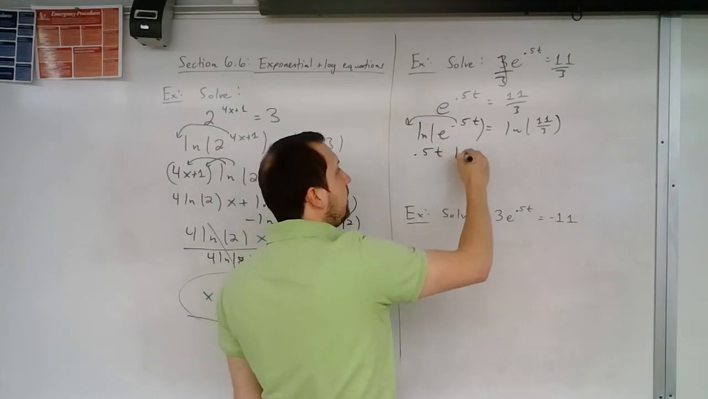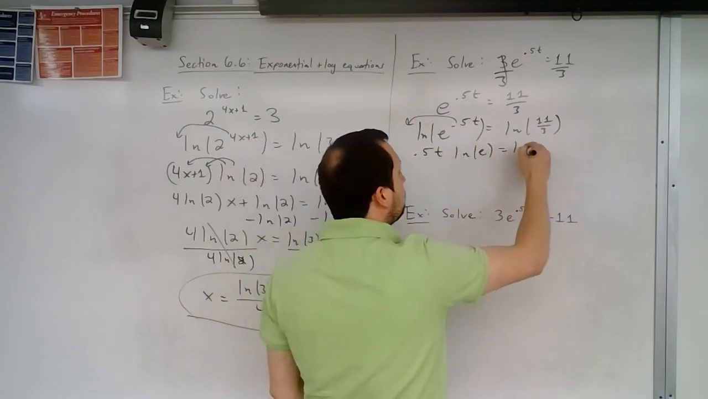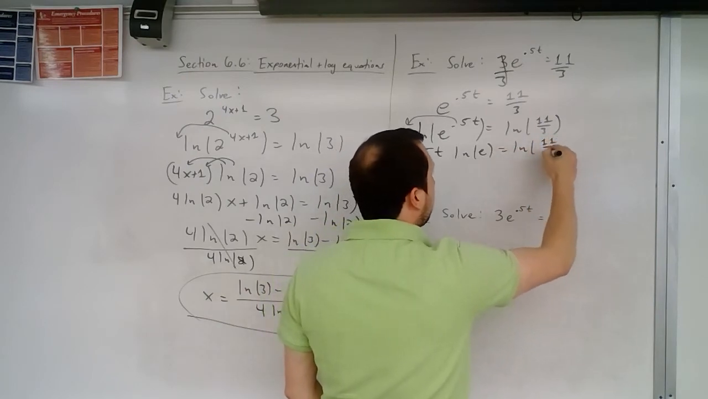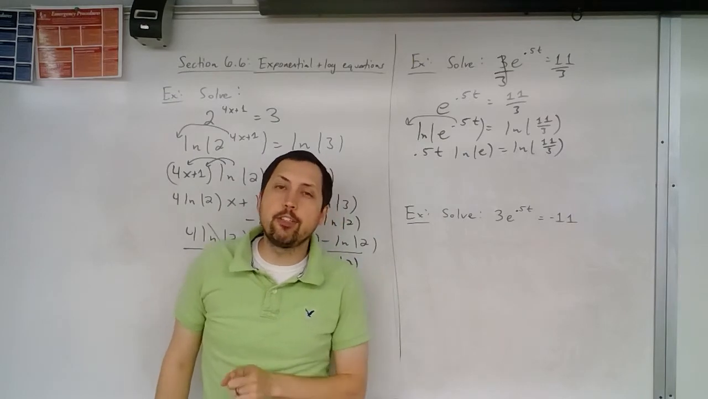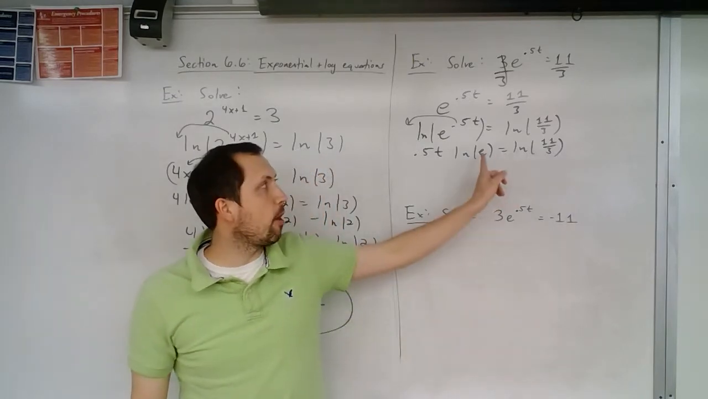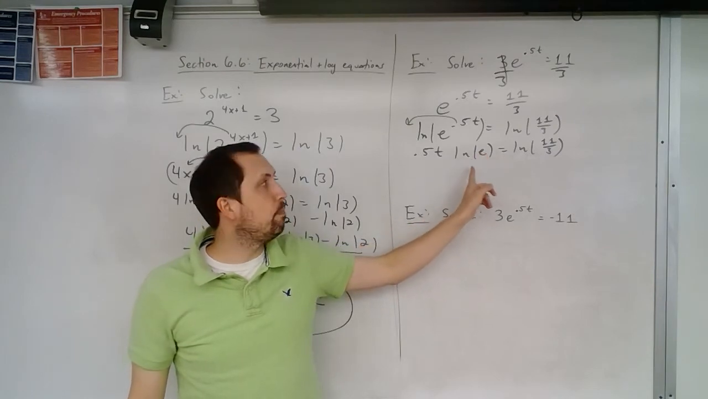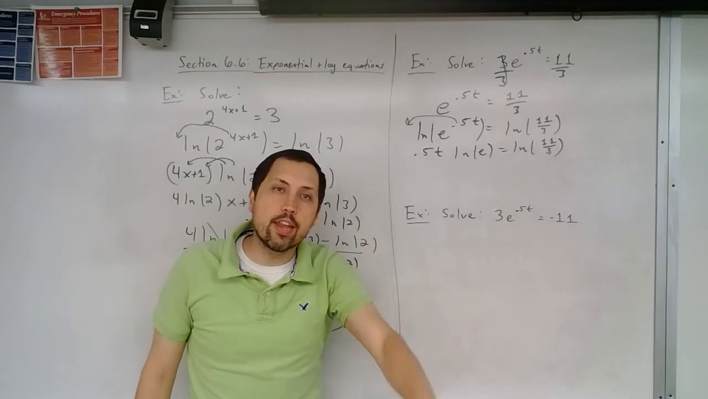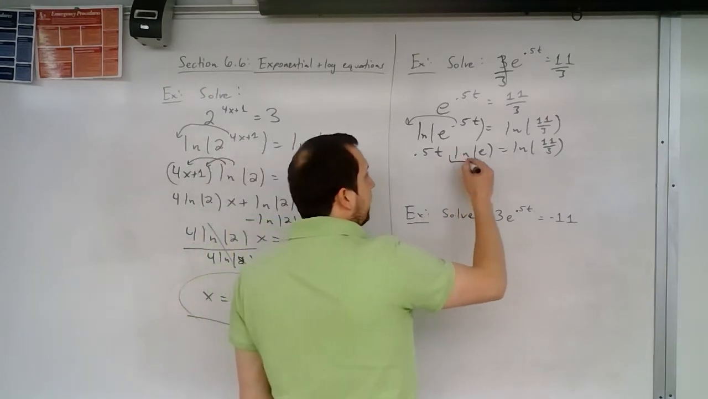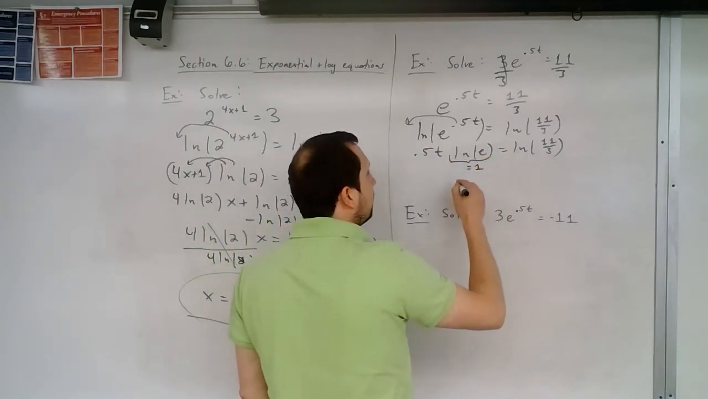I have 0.5t natural log of e is equal to natural log of 11 divided by 3. Now, natural log of e, you could plug that into your calculator, but this is a special one. Remember, log base b of b. Any base in which the inside is the same is equal to 1. So this thing right here is just equal to 1.